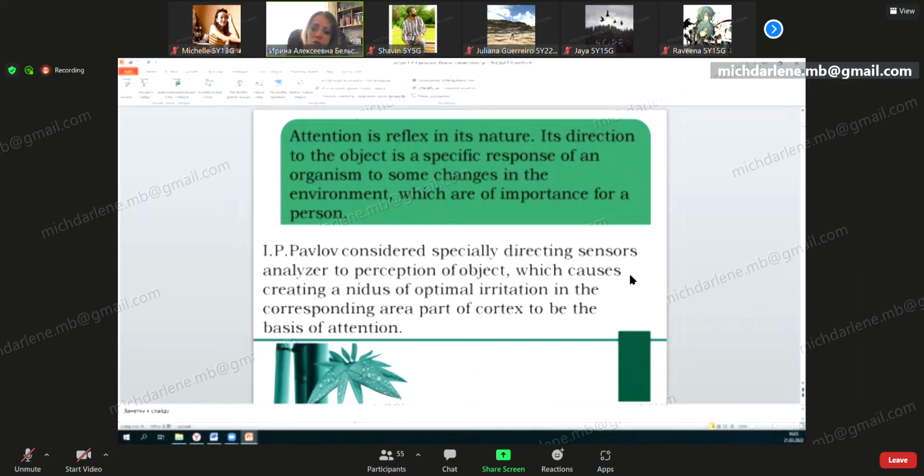At this time, neurons in other areas of the cortex are inhibited. Irritations which get into inhibited areas don't create temporary connections, and a man doesn't notice them. The nidus with optimal irritation is intensified by attendant irritants and inhibits reactions which are not connected with the activity of the dominating center. So that is the basic idea of Pavlov's theory about attention.